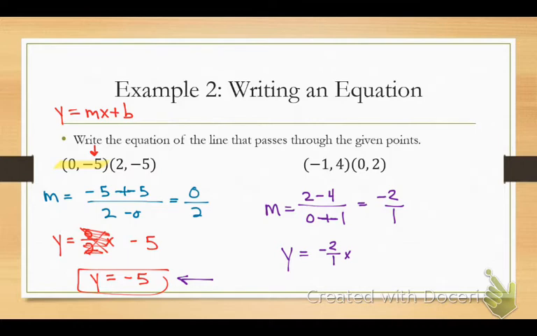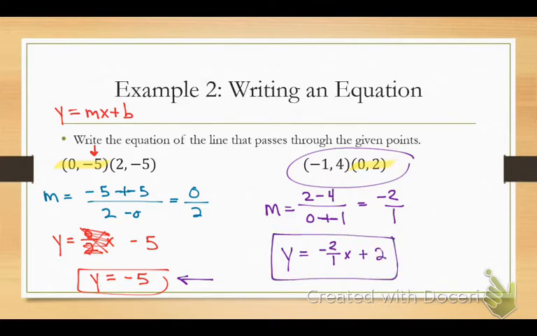-2x. Now go back up to your ordered pairs. Which one tells you the y-intercept? The first one or the second one? The second ordered pair tells you the y-intercept. 0 for x, so 2 is your y-intercept. Plus 2. This is your answer.